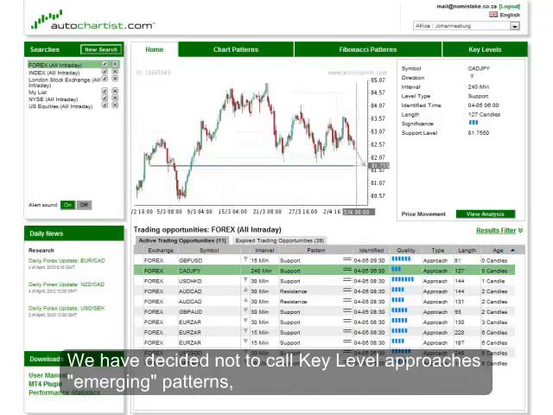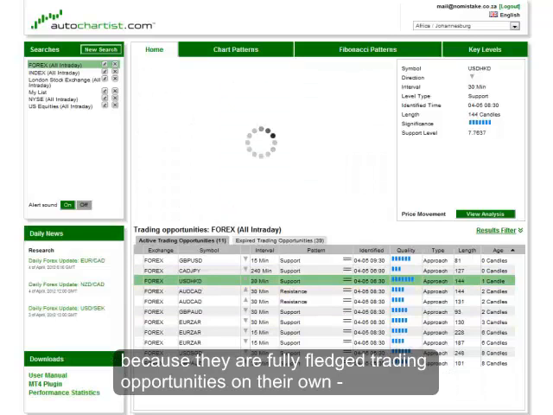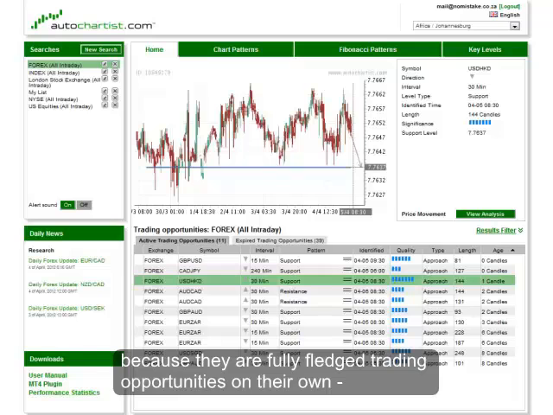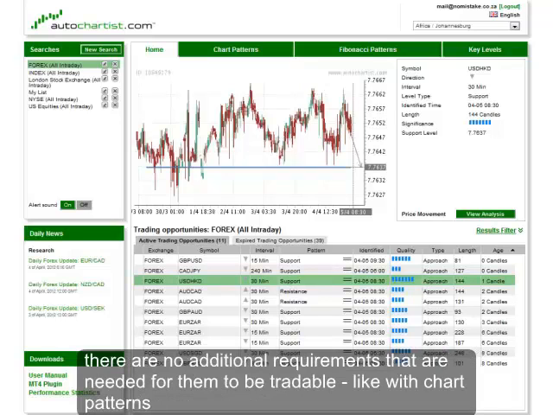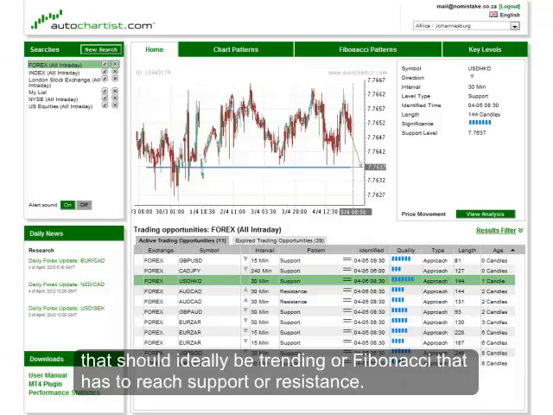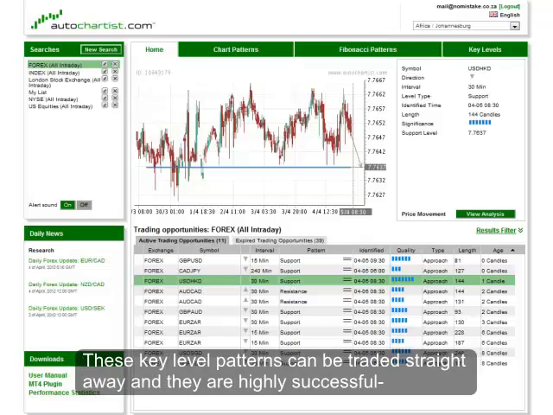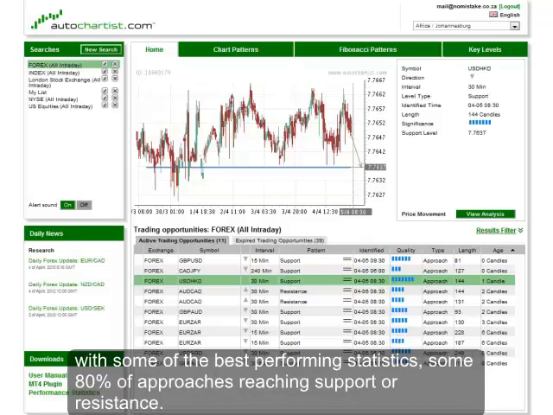We have decided not to call key level approaches emerging patterns because they are fully fledged trading opportunities on their own. There are no additional requirements needed for them to be tradable, like with chart patterns that should ideally be trending or Fibonacci patterns that have to reach support or resistance. These key level patterns can be traded straight away and they are highly successful, with some of the best performing statistics, in some cases up to 80% of approaches reaching support or resistance.